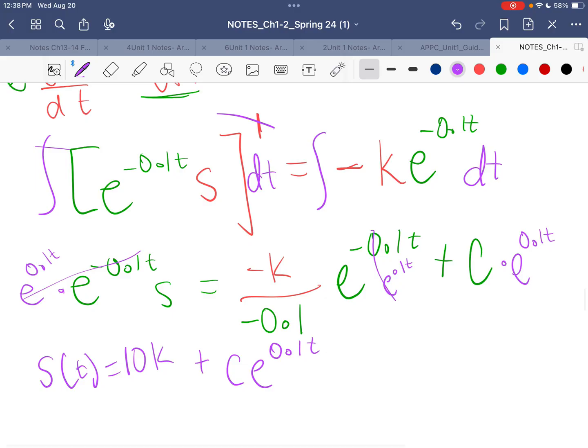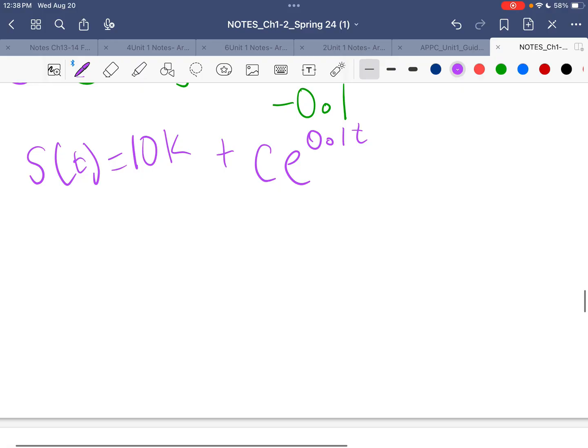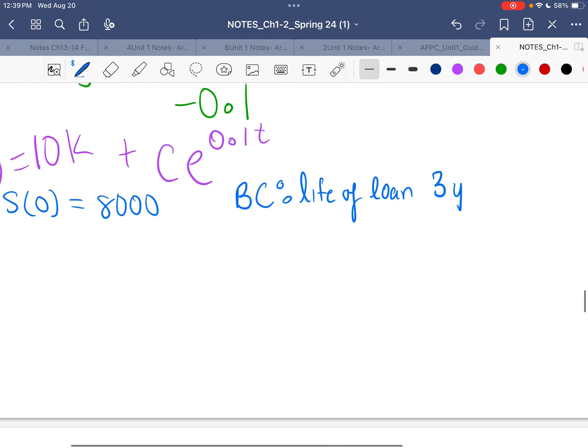Okay. Then we have to think about our initial conditions and our buy condition. So our initial condition is how much money we started with in the account. How much was the principal of the loan? She borrowed $8,000. Our buy condition, which means just like a secondary condition, is the life of the loan. So the life of the loan was 3 years. What that means is by the end of 3 years, or 36 monthly payments, you will owe $0.